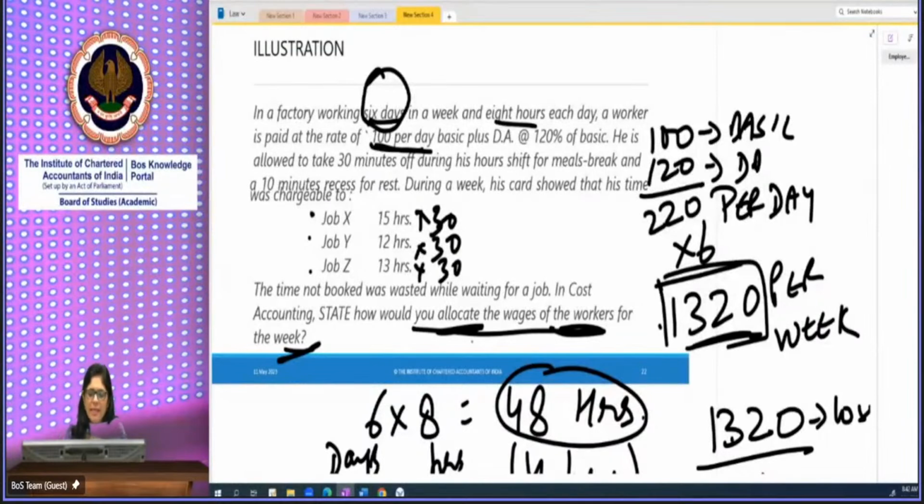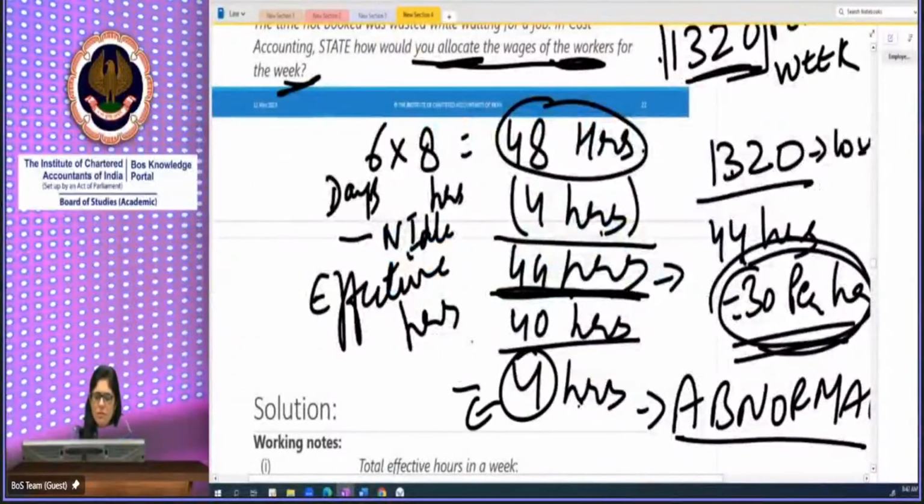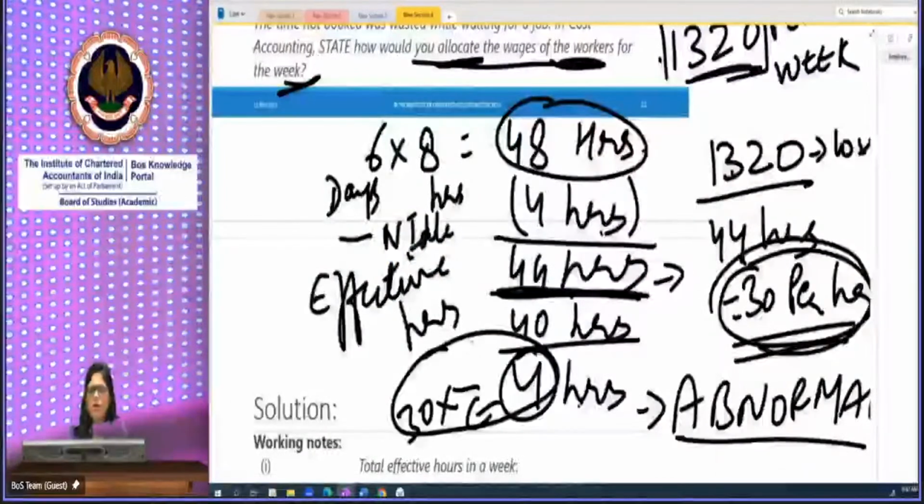All right. And yes, the abnormal idle time 40. The abnormal idle time, the 4 hours also is to be multiplied by 30. So 30 into 4. Abnormal idle time cost will go to profit or loss account. Costing profit or loss account. All right. So this is how it is done.